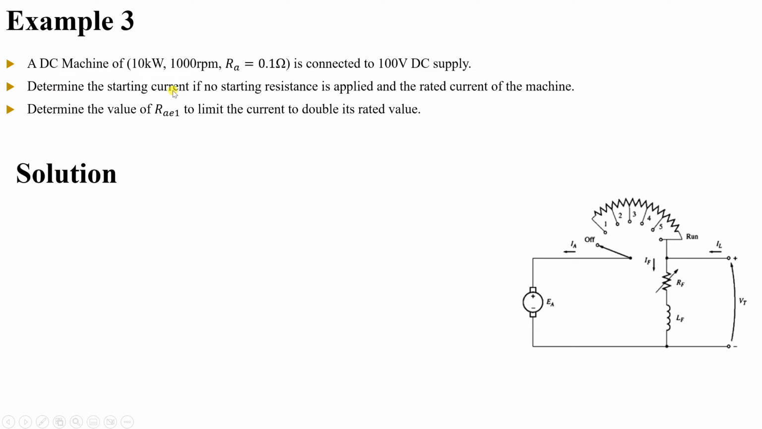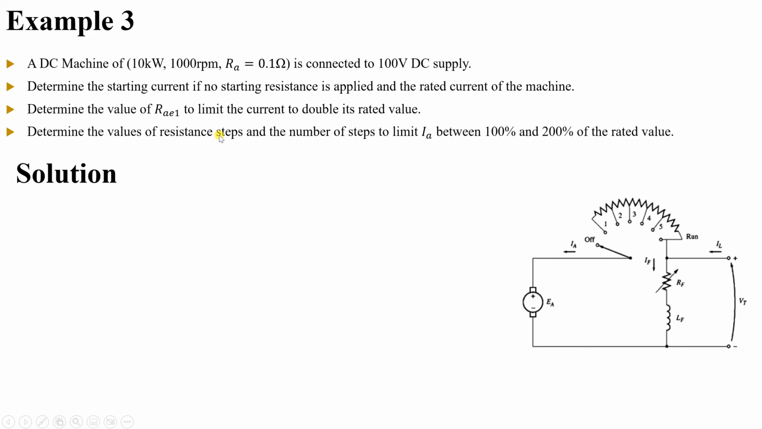Find the value of R_E1 to limit the starting current to double its rated value, and find the value of resistance steps and number of steps to limit the current between 100% to 200% of the rated value. So this is basically the design of starting of the machine. Okay, so let's start step by step.